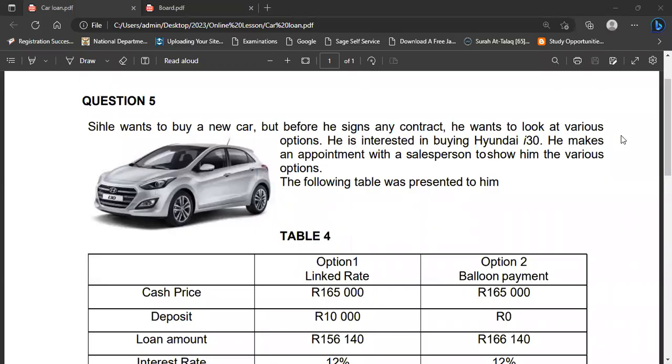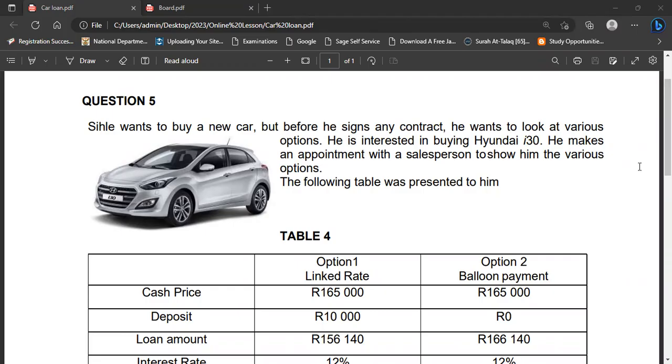All right. Let's look at what we call the car loan. We've been doing simple interest and compound interest. Let's look at how we do this.